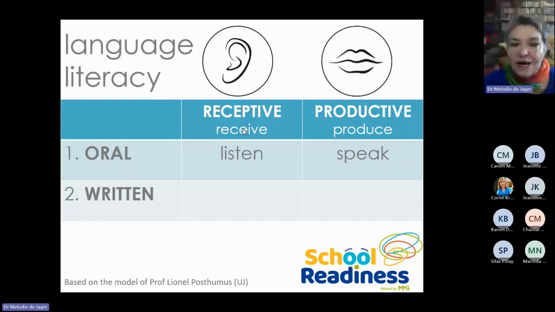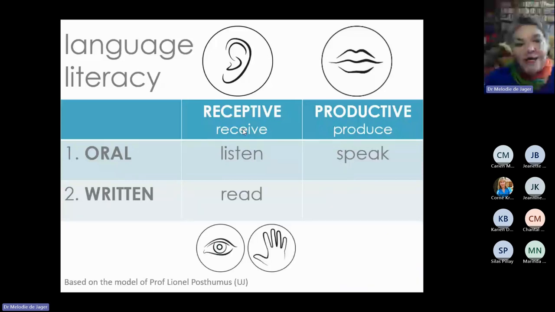So oral language is divided into the receptive part, listening, and the productive part, speaking. And what about written language? You receive written language through reading. And that's with your eyes, yes, but what if you're blind, or you've got low vision and you can't see? Then you can use touch as a way of receiving language, because then you can read Braille, for example. And the expressive, productive phase of written language is to write.